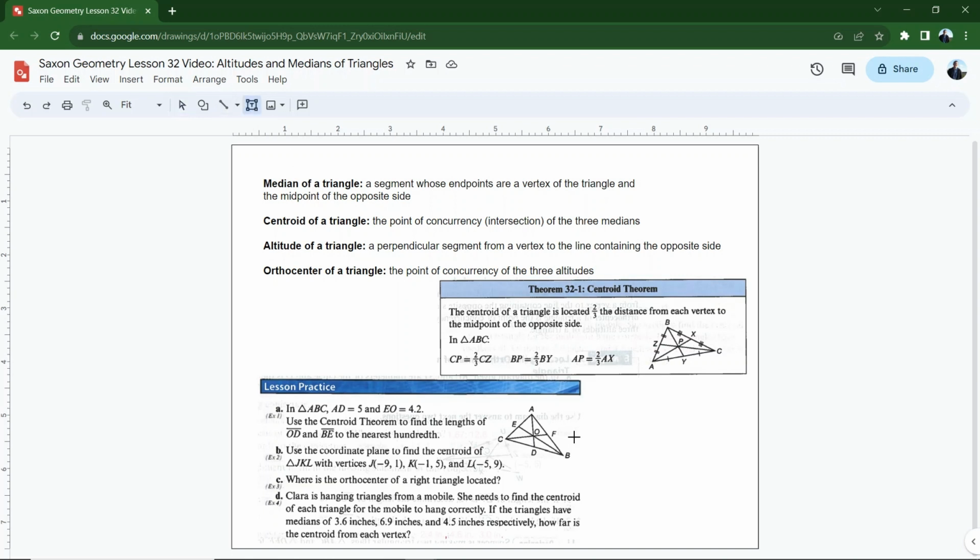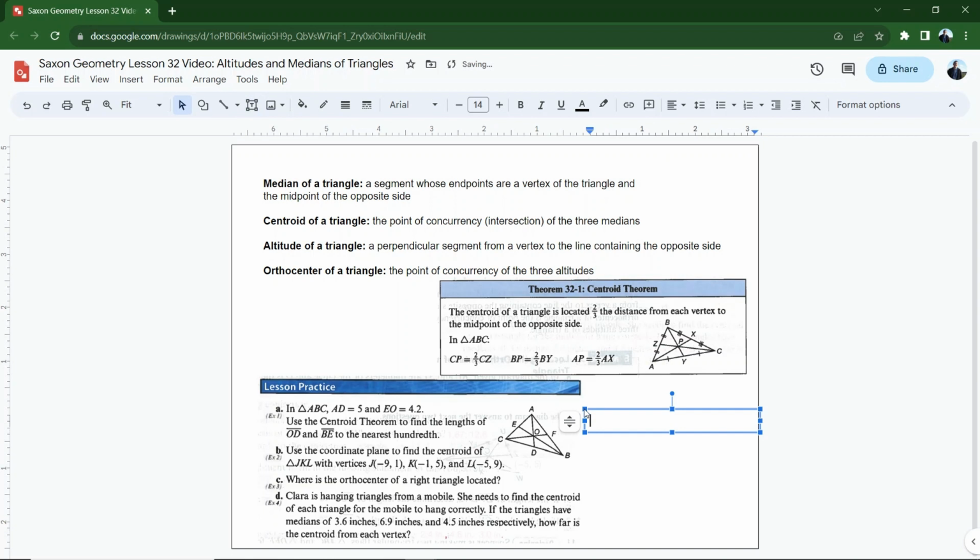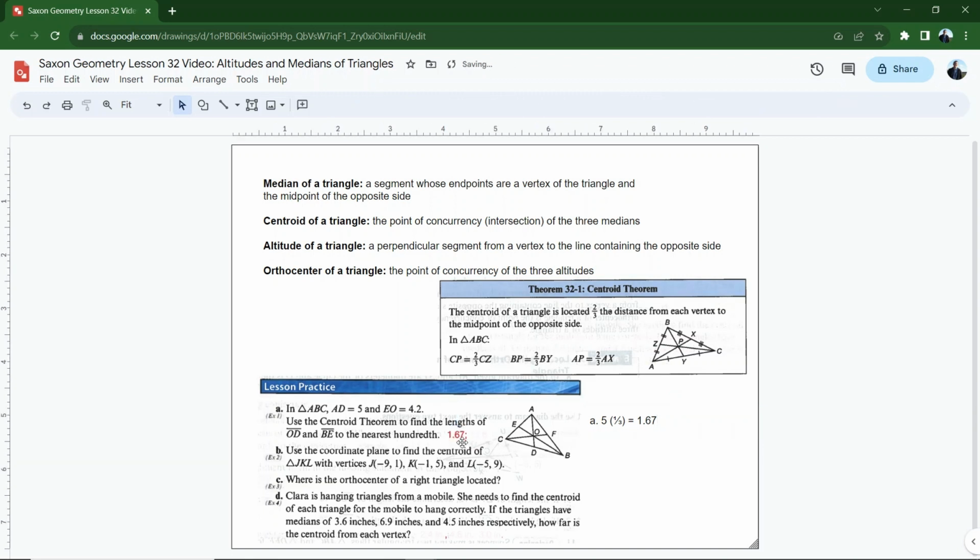So let's go ahead and figure this out. Use the centroid theorem to find the lengths of OD and BE. Okay, so for OD, OD is 1/3 the length of the median. AD is 5. So 5 times 1/3 is probably the best way to think about it, right? Because I'm multiplying it times the 1/3 of the median that OD is. 5 times 1/3 is 5/3. 5/3 is, let's see, 1.67, I believe. So let's just see if we got that first part right, 1.67.